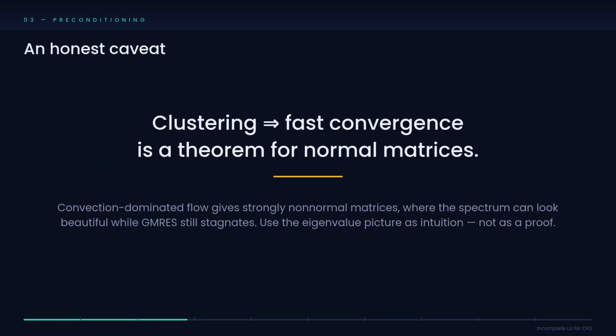One caveat, because you will meet it in practice. Clustered eigenvalues guarantee fast convergence only for normal matrices. Convection-dominated flow gives you strongly non-normal matrices, where the spectrum can look beautiful while convergence is still slow. Treat the eigenvalue picture as strong intuition, not as a theorem.